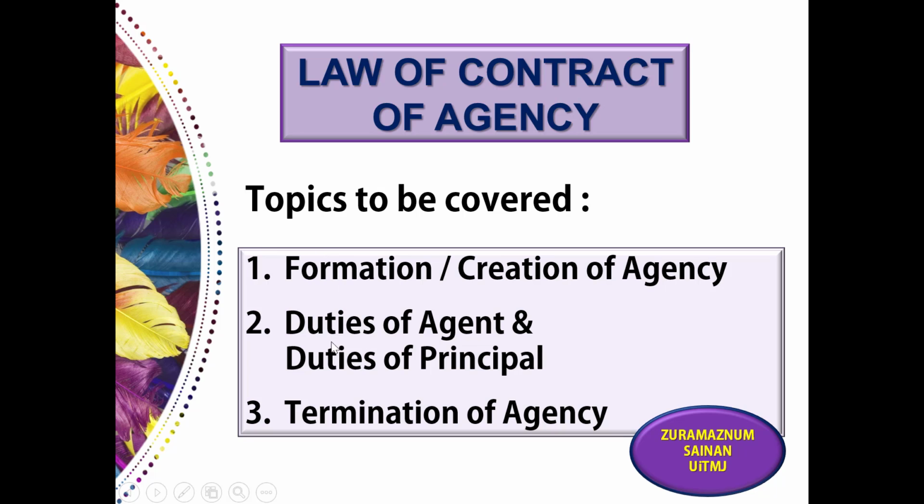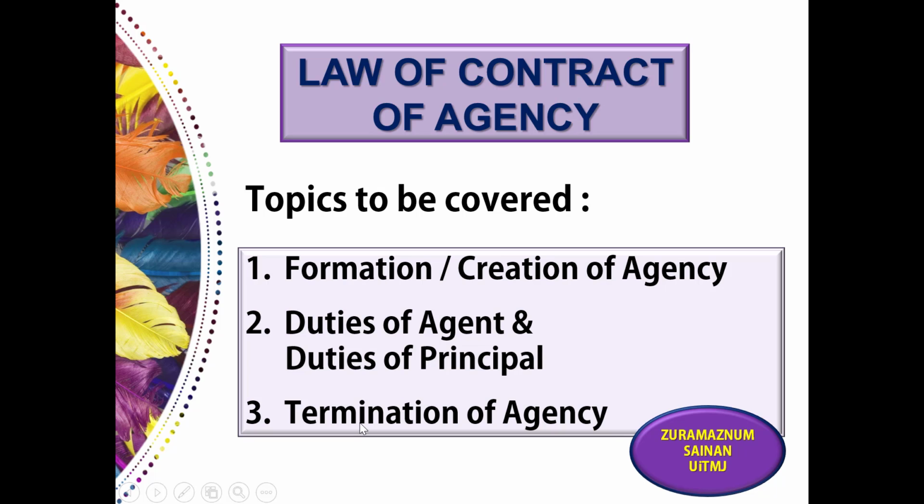For the second topic, you're going to learn about the duties of an agent towards the principal, and also the duties of the principal towards the agent. What are their duties towards each other? If the agent breaches his duty, then the principal can sue the agent. If the principal breaches his duty, in that case, the agent may sue the principal.